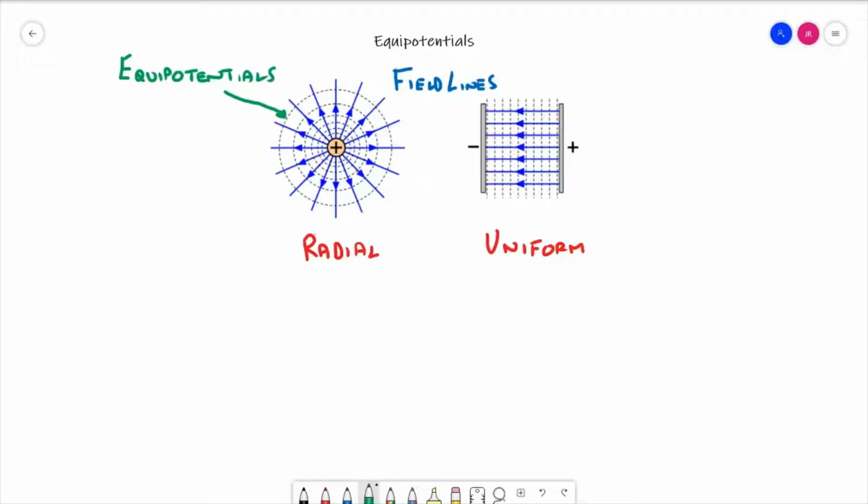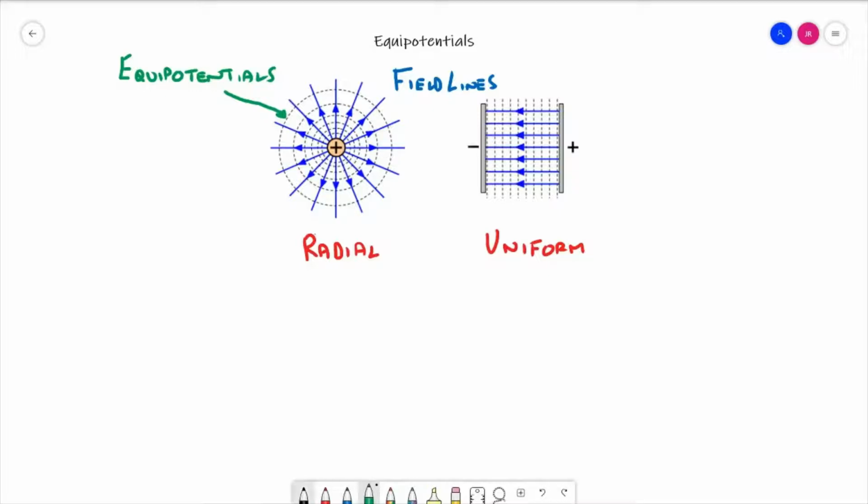For a radial field we can see that the equipotentials form concentric circles around the charge. In a uniform field, they form straight lines which are parallel to the plates themselves. What we can notice straight away, if we think about the radial field first, the field lines follow radii of a circle. That's where we get the word radial from. And the equipotentials themselves form concentric circles. In the uniform field, the field lines are moving perpendicular to the plate, right to left, from positive to negative, whereas the equipotentials are parallel to the plates.